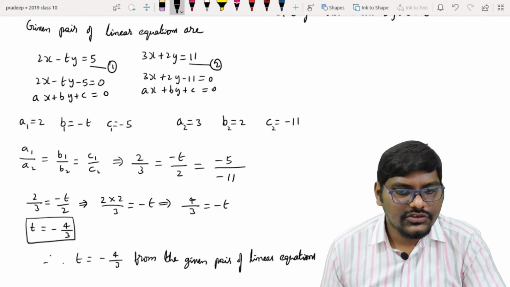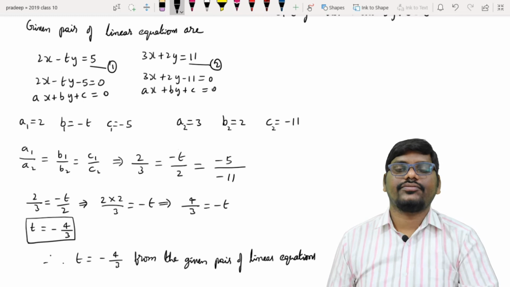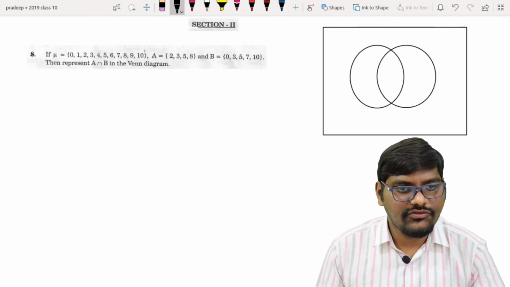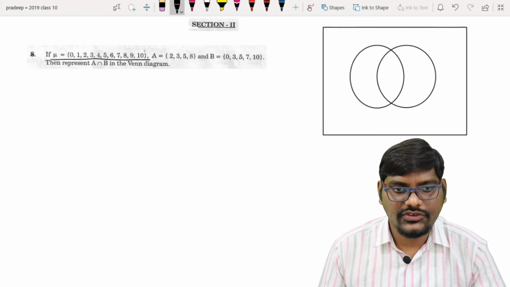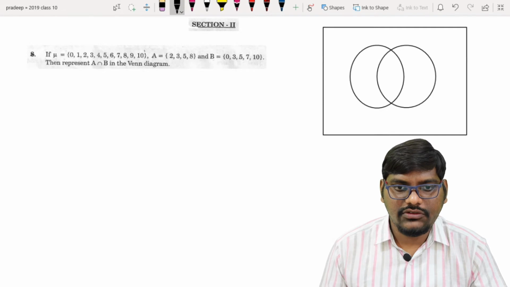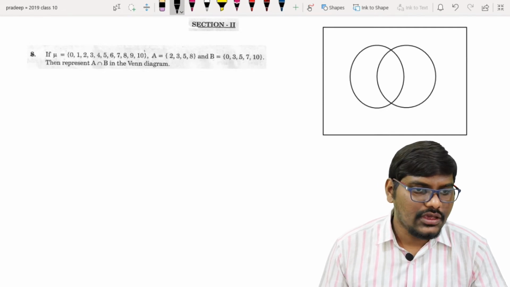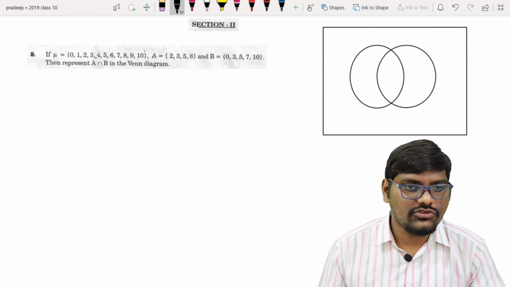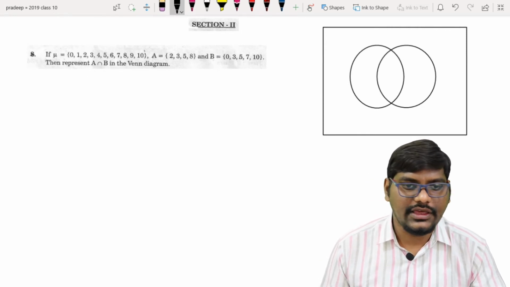Alright, so this is all about this question. So let's see section 2, question number 8. Here the question says if mu equal to 0, 1, 2, 3, 4, 5, 6, 7, 8, 9, 10, A equal to 2, 3, 5, 8, and B equal to 0, 3, 5, 7, 10, then represent A intersection B in the Venn diagram. So we have to show A intersection B in the Venn diagram.